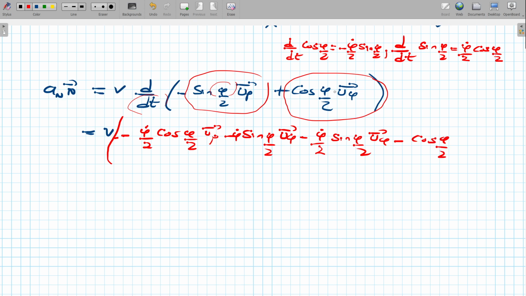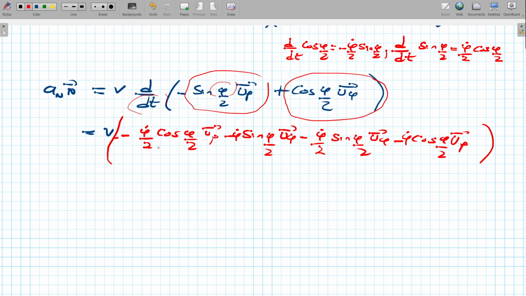Then if you differentiate u phi with respect to time, you're actually going to get a phi point. You get a phi point here, and then you get your u rho here. Okay? So this is what we get. So minus phi point cosine phi divided by 2.